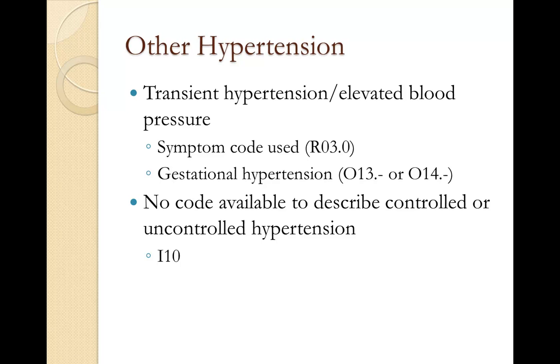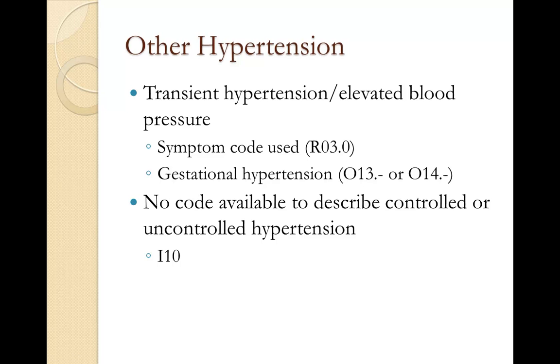Some other comments with hypertension. If you see transient hypertension or elevated blood pressure in the documentation, we're not going to assume that that is hypertension. So we actually end up using a symptom code here that just basically says they have elevated blood pressure, but they have not yet been diagnosed with hypertension. And if it's gestational hypertension, again, we're getting that out of the obstetrics chapter.